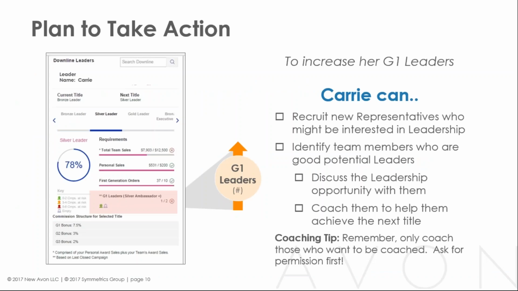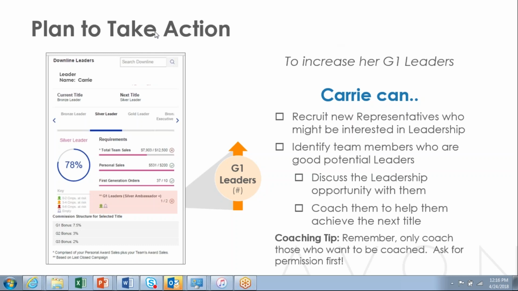So let's talk about how Kerry can increase her G1 leaders. Like I said before, this may not be possible during this campaign, but Kerry needs to start working towards this goal now. To increase her G1 leaders, Kerry can recruit new representatives who might be interested in leadership, identify team members who are good potential leaders, and discuss the leadership opportunity with them, and coach them to help them achieve their next title. But a coaching tip, remember, we talked about that last module: coach only those who want to be coached as well.